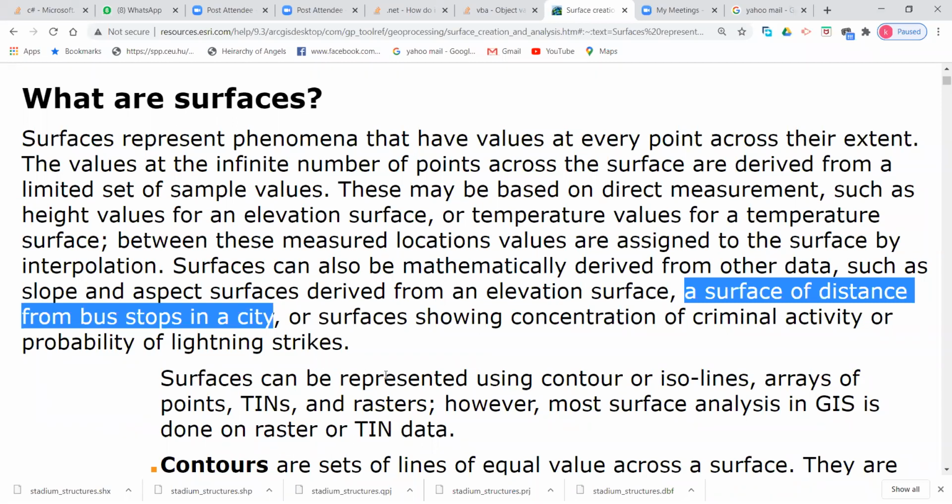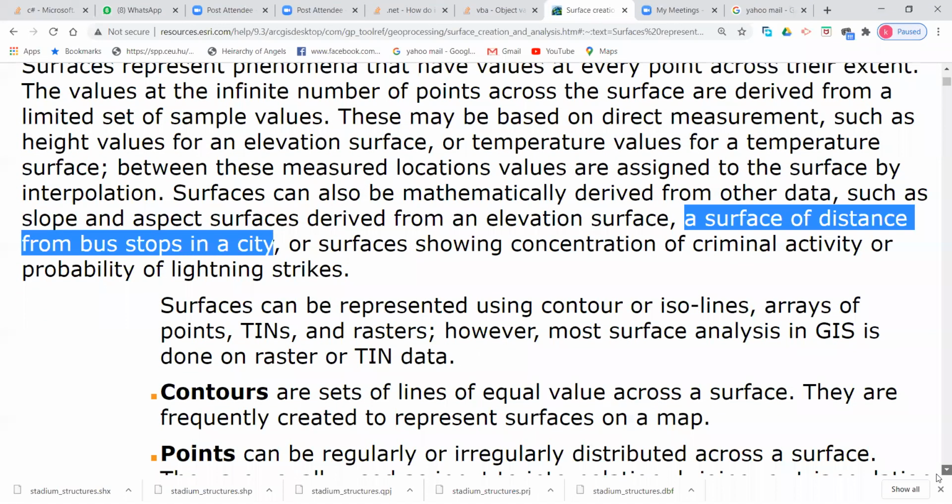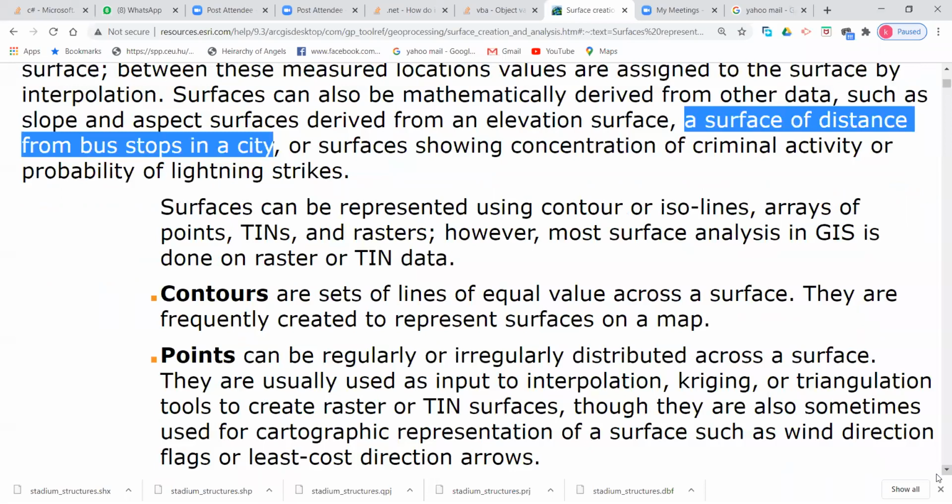So we can also have surfaces showing concentration of criminal activity. We may not be interested in that as civil engineers per se, but I want you to appreciate that the word surface is not just the way you see it. It could be more than that. Now these are examples. Surfaces can be represented using contours or isolines, arrays of points, TINs and rasters.